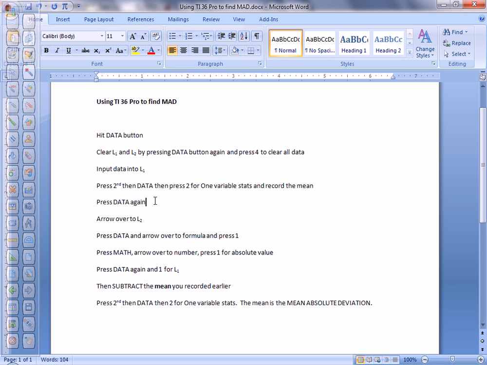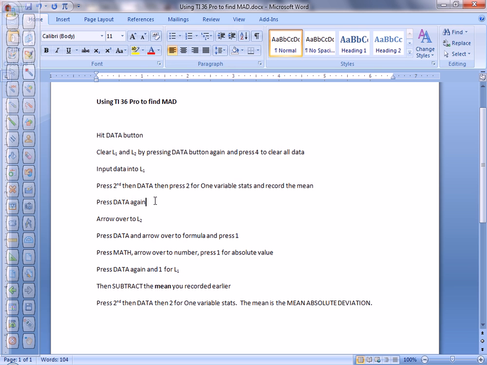Okay, now we're going to press the data button again. Did that put it to where you can see the columns? Okay, now what we're going to do is work in L2. So arrow over to where you're in L2. We're just dealing with Seattle right now. If you want to do Boston, you can do it later. Okay, is everybody in L2?